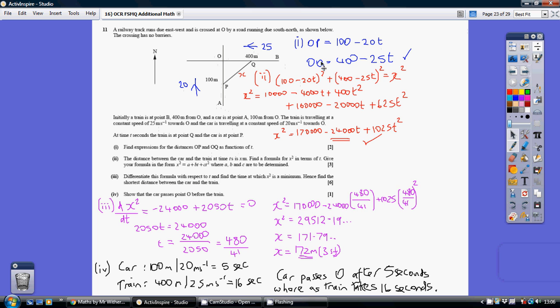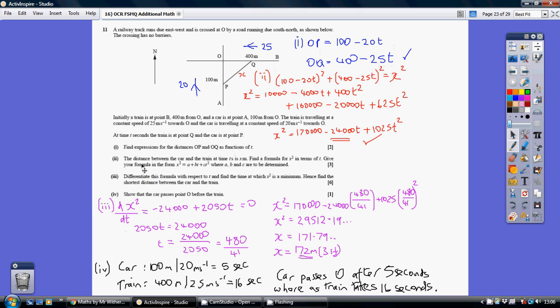Similarly, the distance OQ equals the full distance from O to B, 400, less 25 lots of whatever t is. Again, let's think about when, say, t was 4. After 4 seconds, we'd have gone 4 lots of 25 along here, which would be 100. 400 take away 100 would be 300. So these are two expressions for OP and OQ as functions of t.